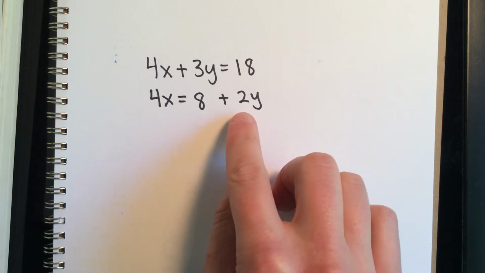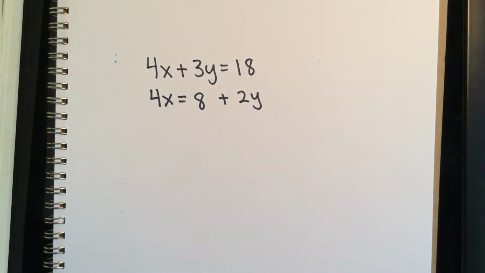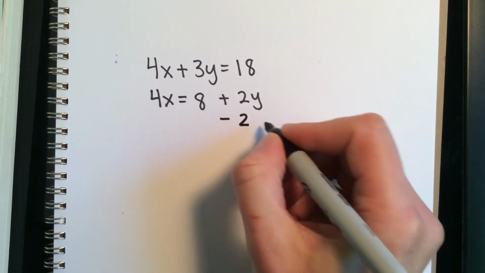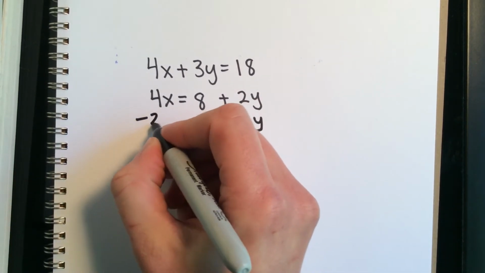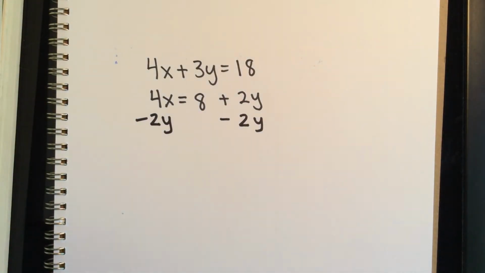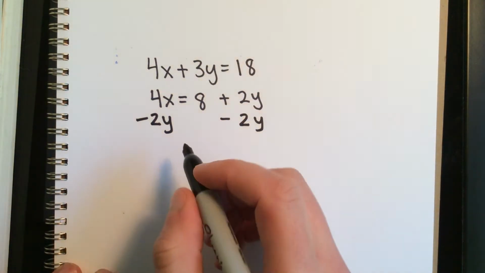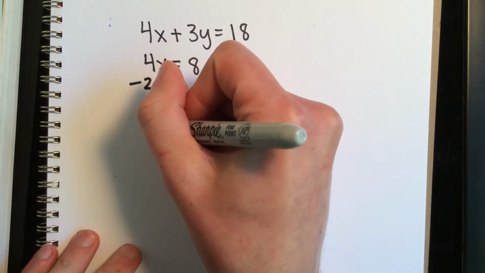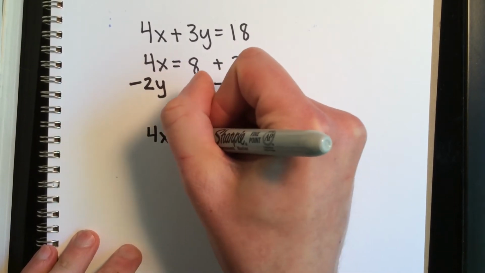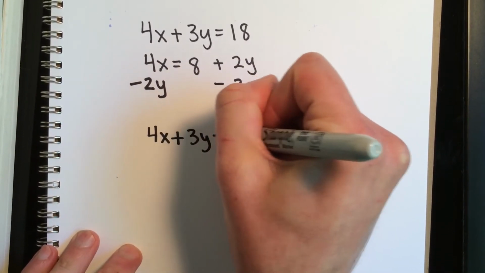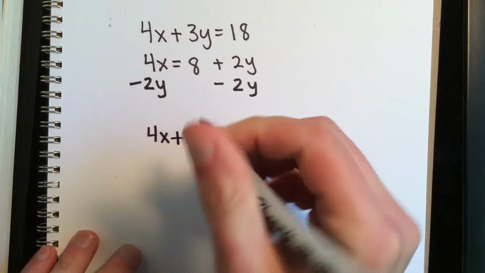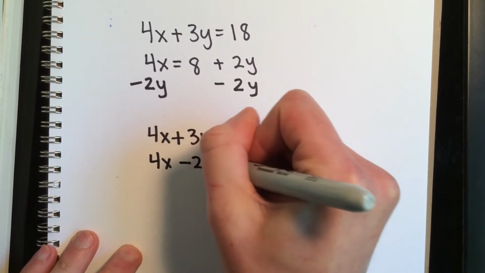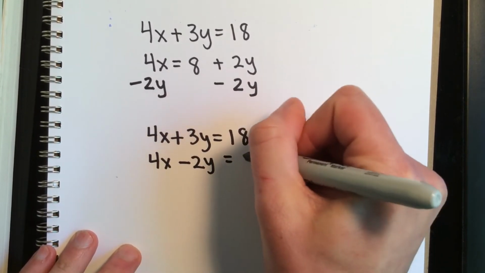what we need to do is move these two y's and get rid of them on the right side and have them be on the left side. So what I'm going to do is subtract 2y from both sides. Okay, and now below I'm going to rewrite my whole system. I'm going to rewrite the top equation. I have 4x plus 3y equals 18. And then I have 4x minus 2y equals 8.